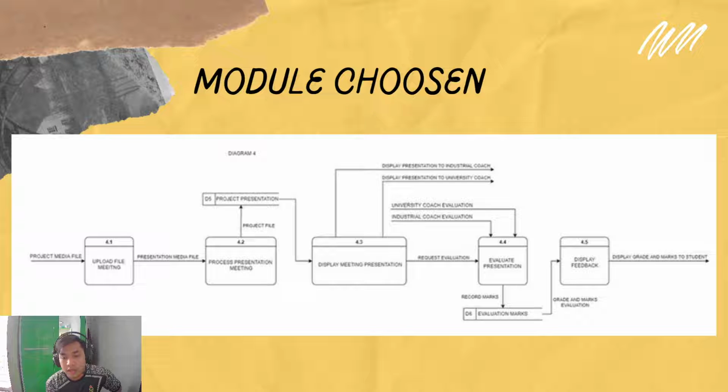The coaches can now evaluate the demonstration, and after the evaluation happens, the system will record the marks into a database, called D6 for evaluation marks. Using this D6 evaluation marks stored in the database, our system will display the grade and the marks of the evaluation to the student.